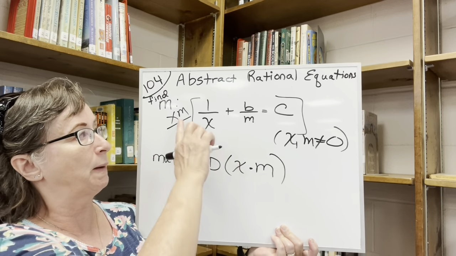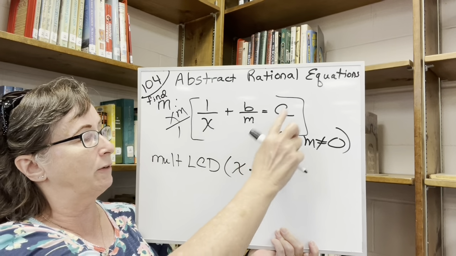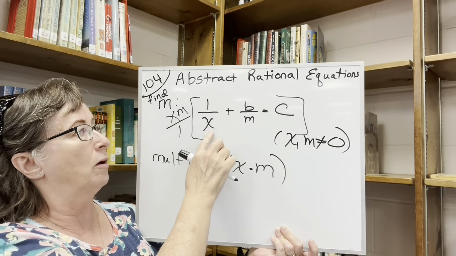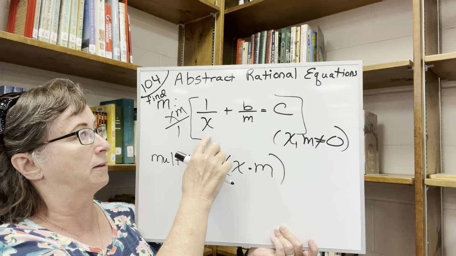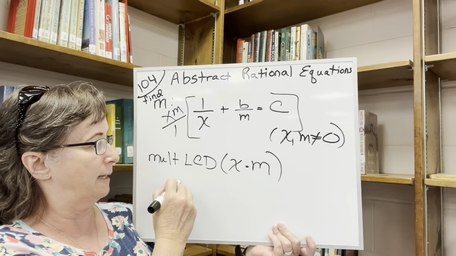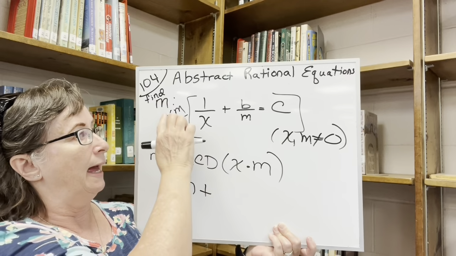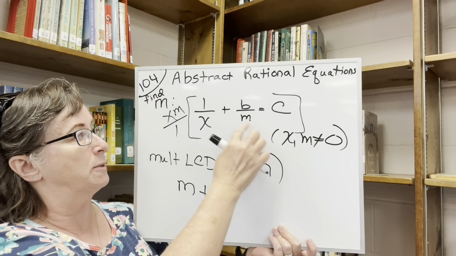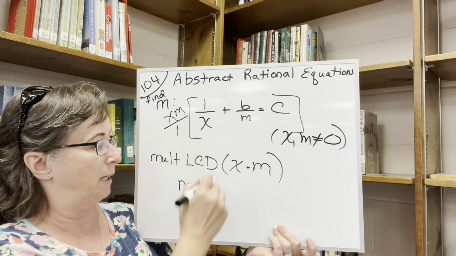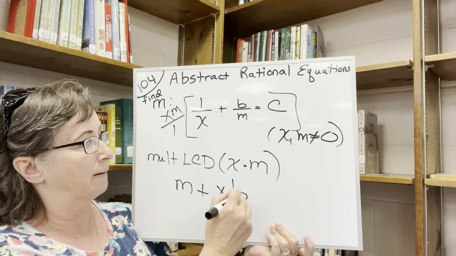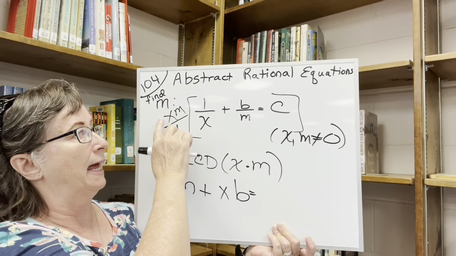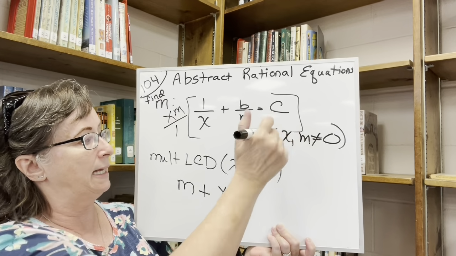So when we multiply all the way across, we multiply each and every term. Xm over x, the x's will cancel. M times 1 is m. Xm over m, the m's will cancel. X times b is xb. And then xm times c is just xmc.